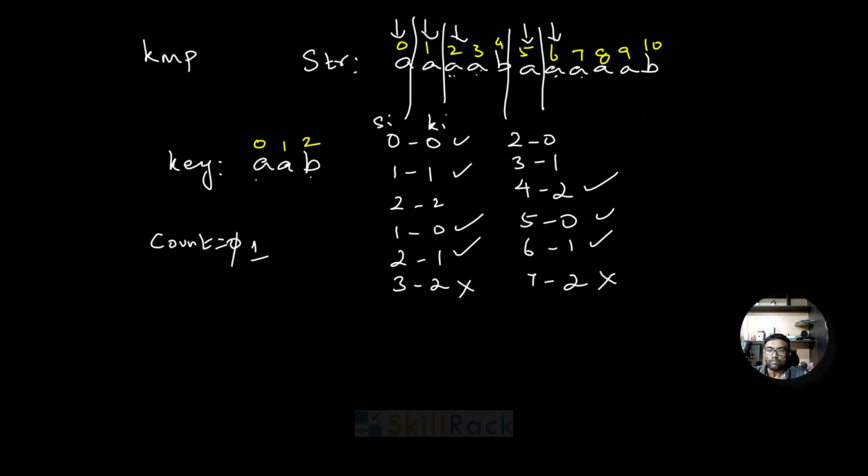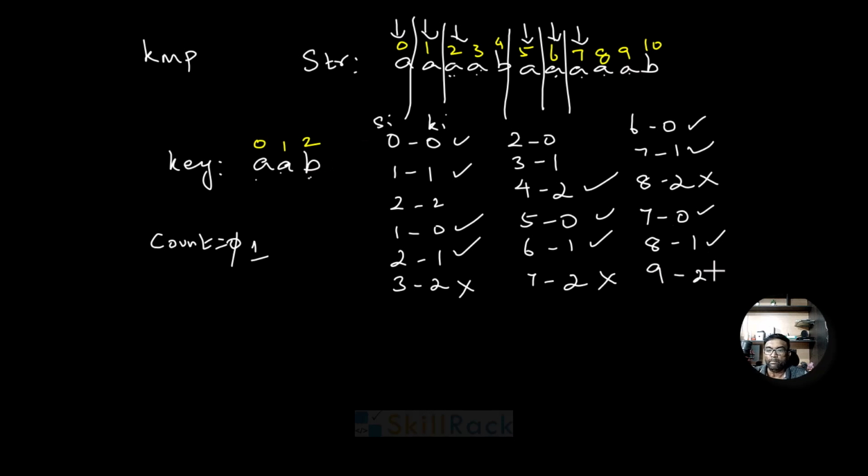So now 6 and 0. Are they matching? Yes. Then 7, 1. Both are A. So they are matching. So 8, 2. A and B, they are not matching. So again you will start from 7. So you will be matching 7, 0. Both are A's. Then 8, 1. Both are A's. Then 9, 2. A and B, they are not matching. So again you will start from 8.